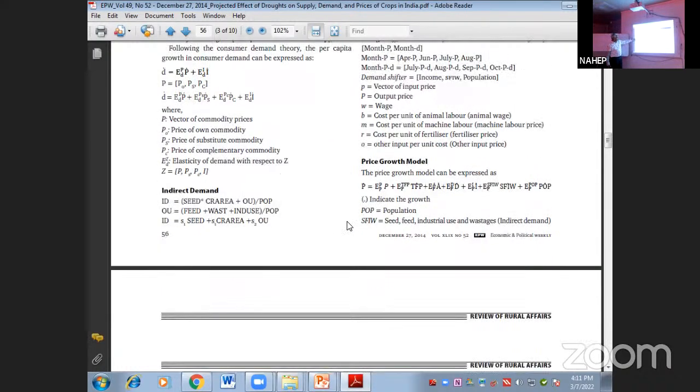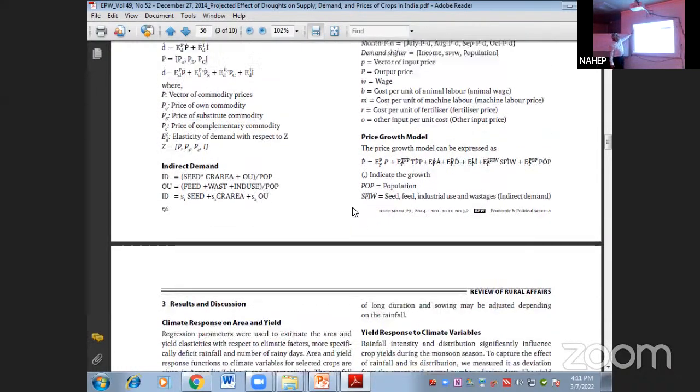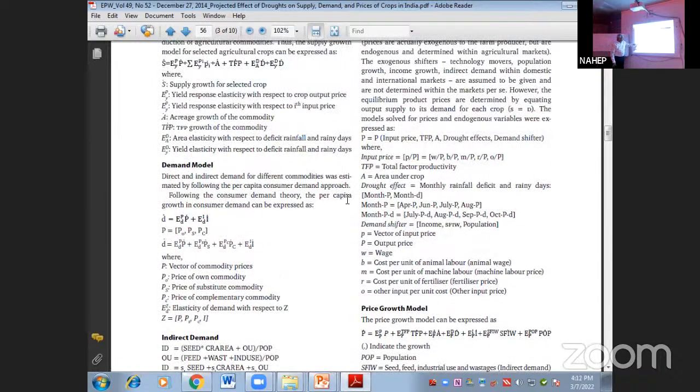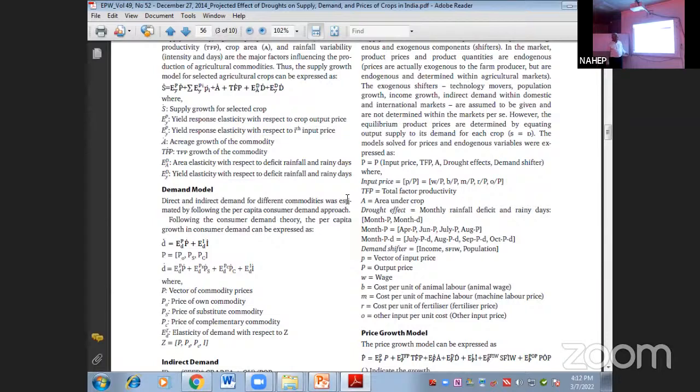When we build a total demand model, we have to add direct plus indirect demand. If you put it in growth form, it comes out beautifully as shares of the total as a whole. That's right. And then you equate these two, and you get the price model.